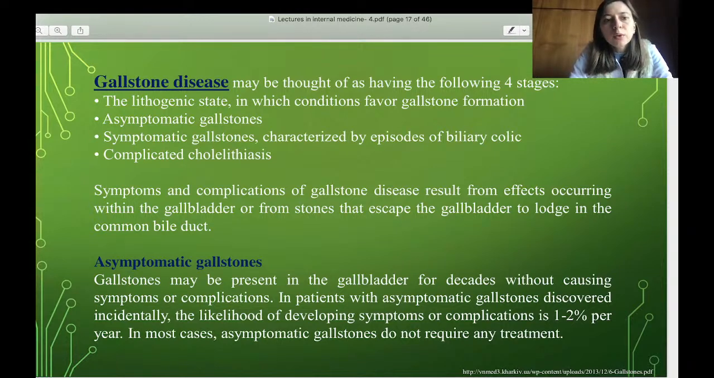And about asymptomatic gallstones, gallstones may be present in the gallbladder for decades without causing symptoms or complications. In patients with asymptomatic gallstones discovered incidentally, the likelihood of developing symptoms or complications is 1–2% per year. In most cases, asymptomatic gallstones do not require any treatment.